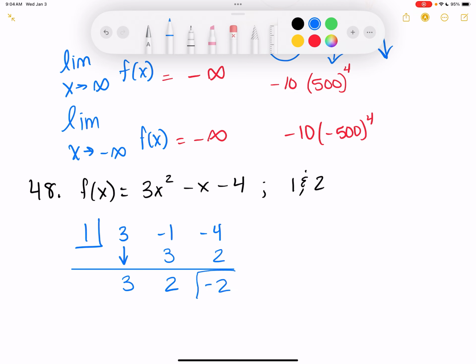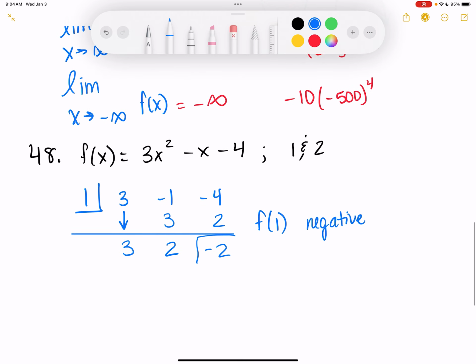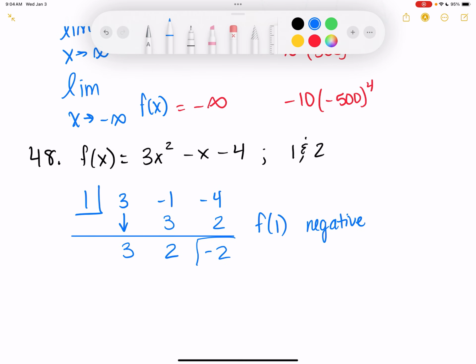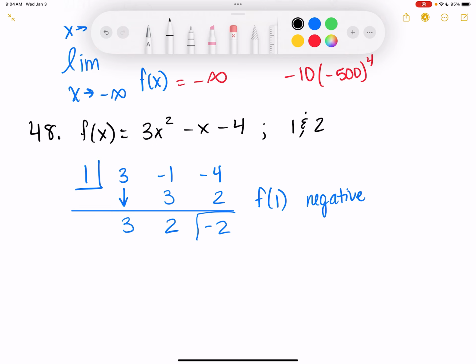So that means that f of 1, and I'm writing it that way just because that's how the notes explain it, f of 1 is negative. So that means when I plug in 1 to this function, I get a negative number out. So if when I do 2, I get a positive, then I will know there's a 0 somewhere between them. So I'm going to do it for 2.